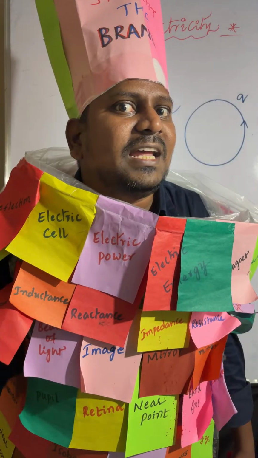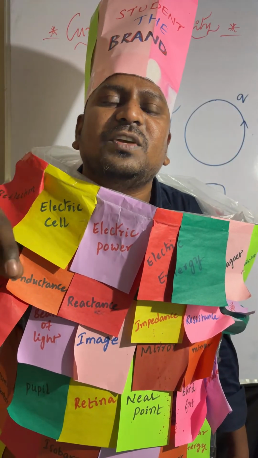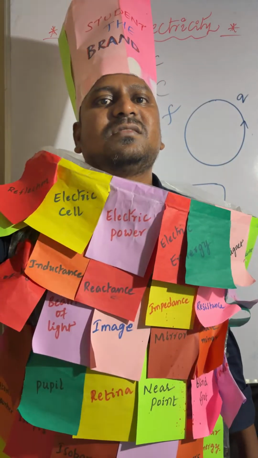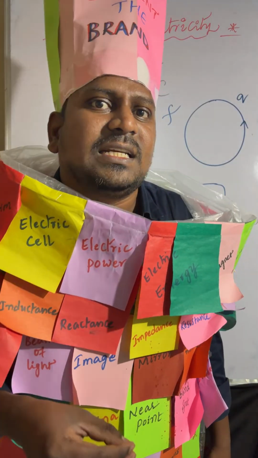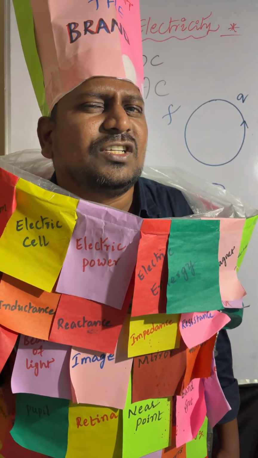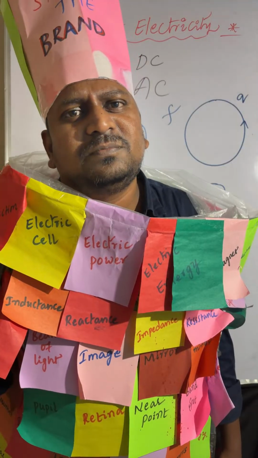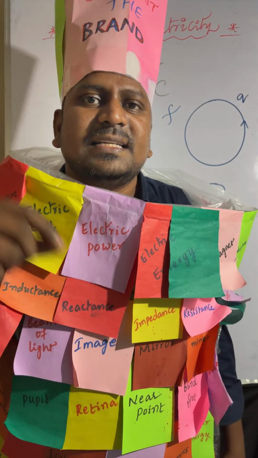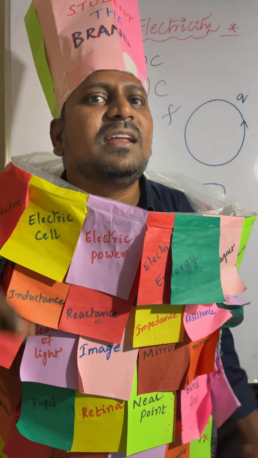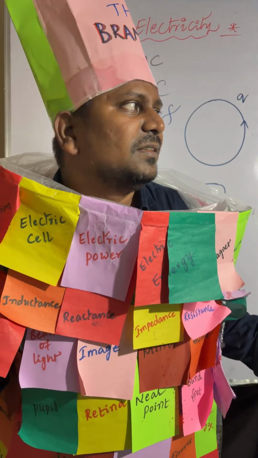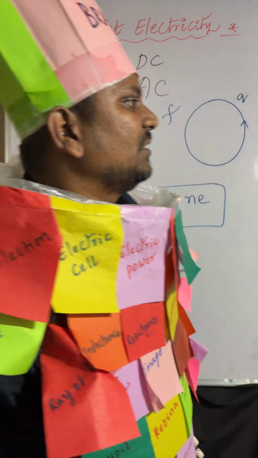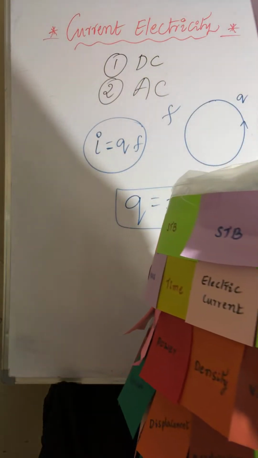In 1 coulomb, how many electrons are present? 6.25 into 10 power 18 electrons. For 1 electron, 1.6 into 10 power minus 19 coulomb. In 1 coulomb, 6.25 into 10 power 18 electrons are present. I hope it is very clear, right?